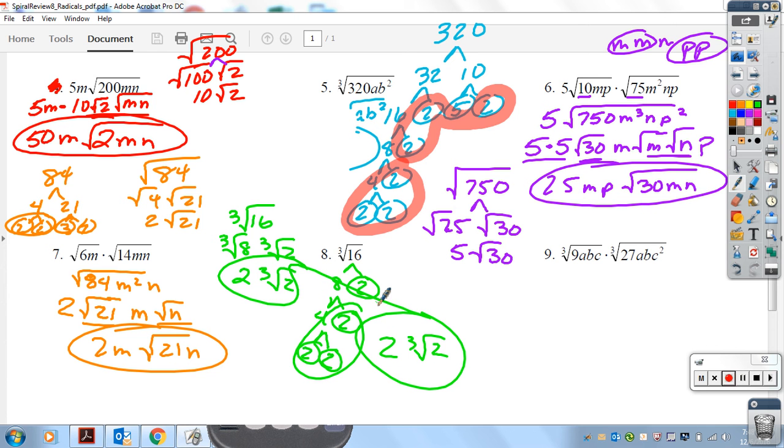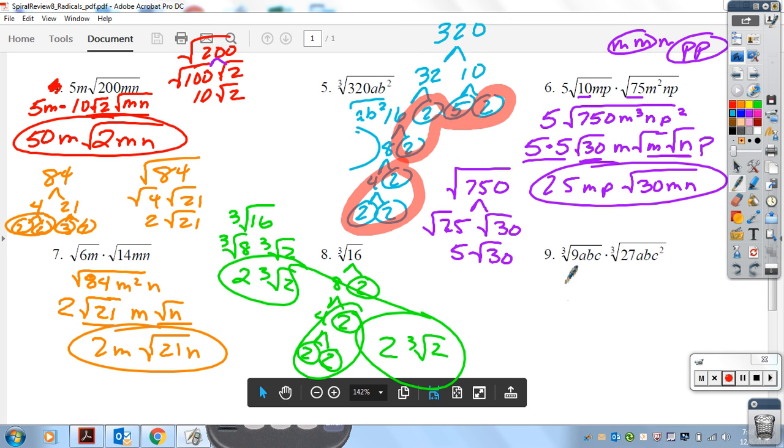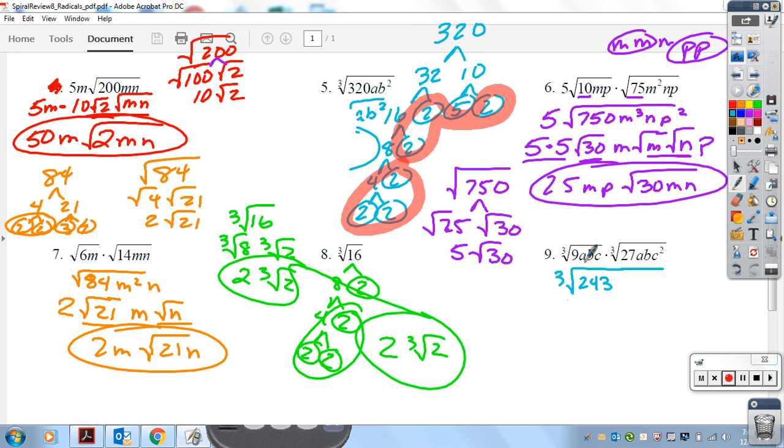Number 9, another one where we're going to put it back together. We're going to put it back together before we can take it apart. Both cube roots, so we can do this. 9 times 27. Cube root of 243. A times A is A squared. B times B is B squared. C times C squared is C cubed.